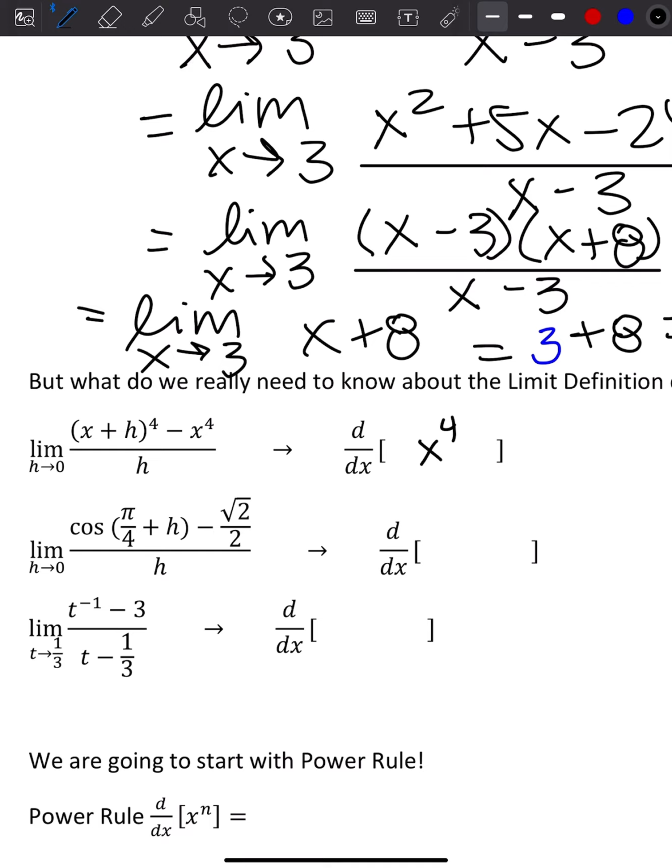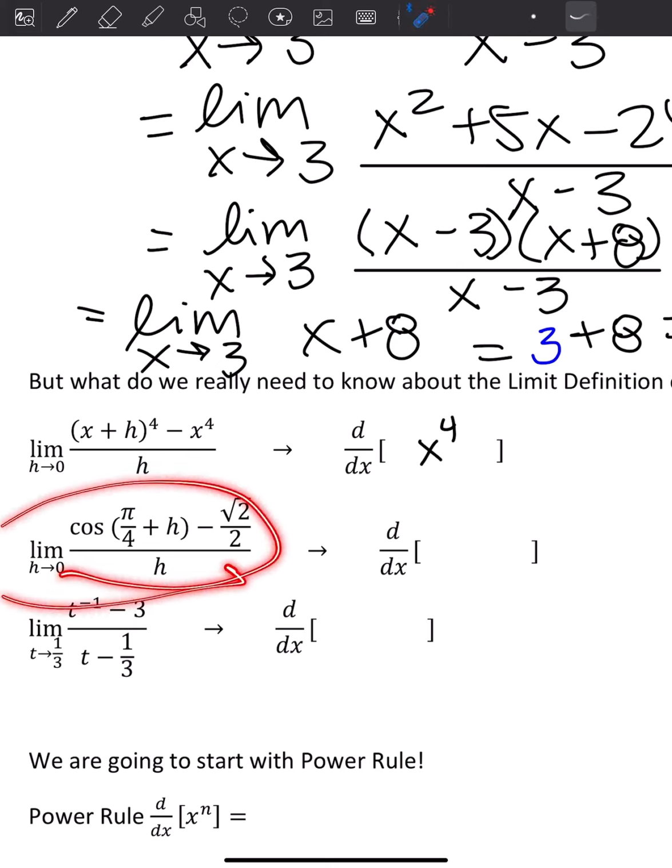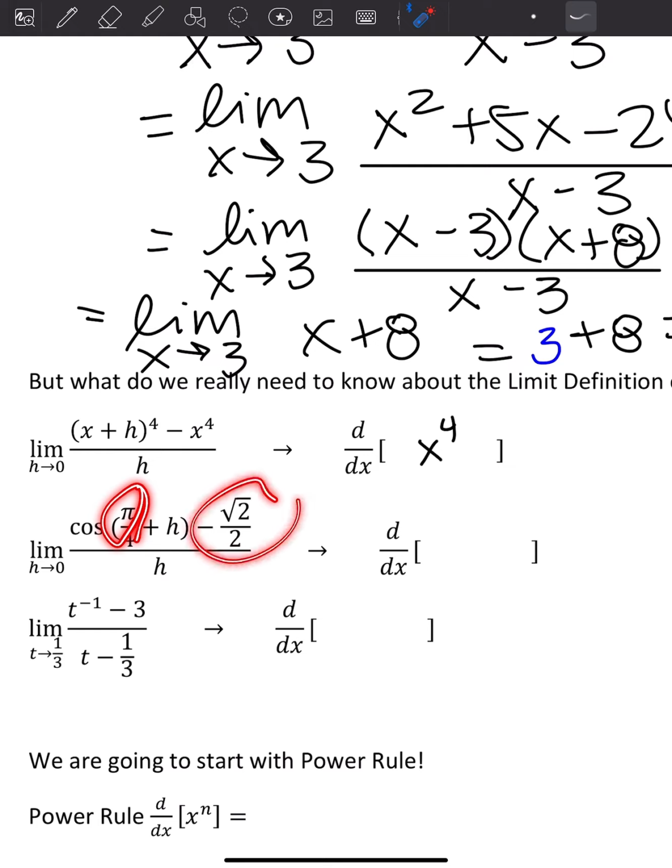On the other hand, when I look at the one below it, we have something similar except we don't have x's. So this is going to be the derivative at a point, and we just need to figure out which value. Thankfully here, cosine of pi over 4 plus h tells me everything that I need. So this tells me that our function is cosine of x, and we're specifically evaluating at pi over 4.